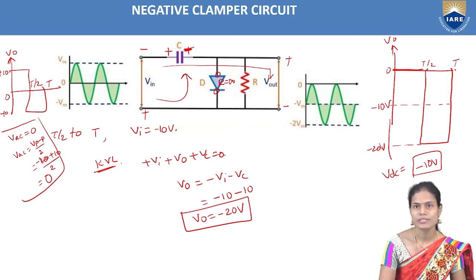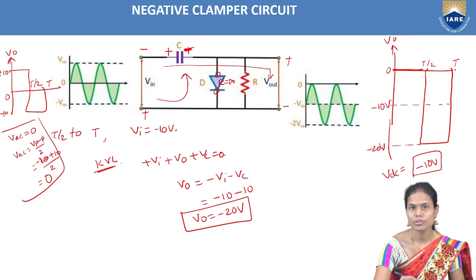See, from this we can see the DC value is shifted from 0 volts to minus 10 volts in the case of negative clamper for this particular example. Here I have taken my input voltage from minus 10 to 10 volts. So that's why it is shifted to minus 10 volts in the negative clamping circuit.